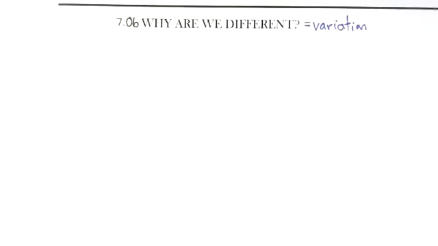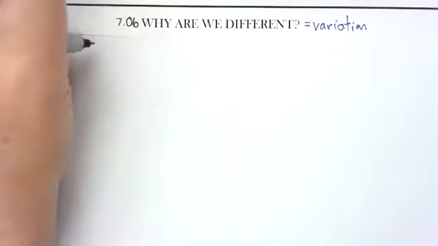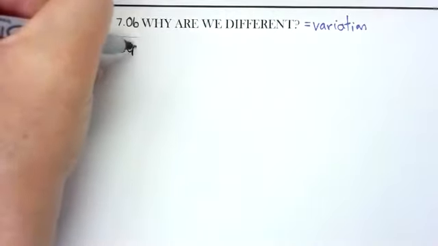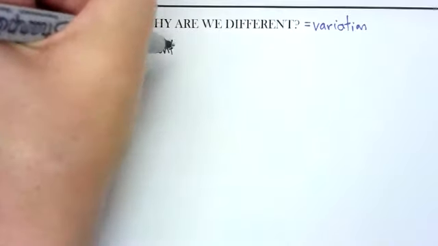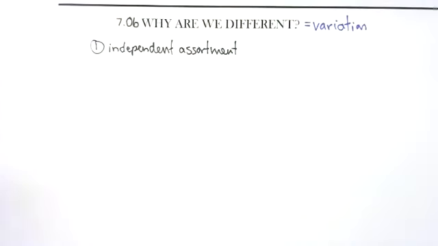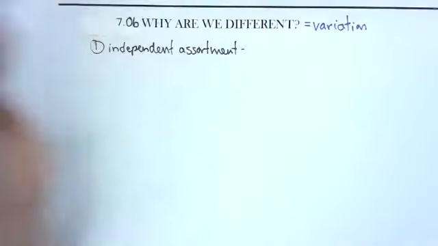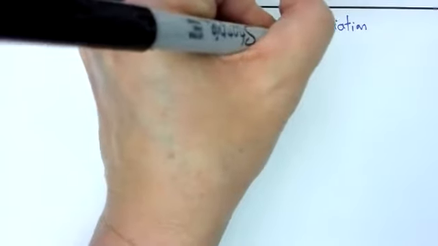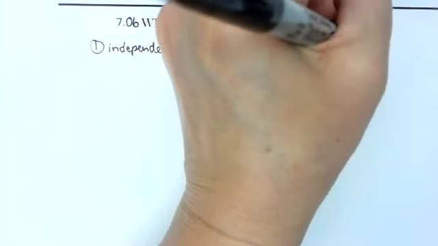So we've already talked about two sources of variation. So let's go back. The ones we've talked about already are independent assortment, which is where the chromosomes randomly divide between the gametes. Let's just review, write that out for review. Chromosomes divide randomly.